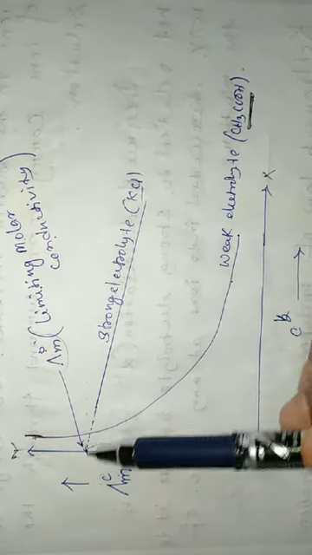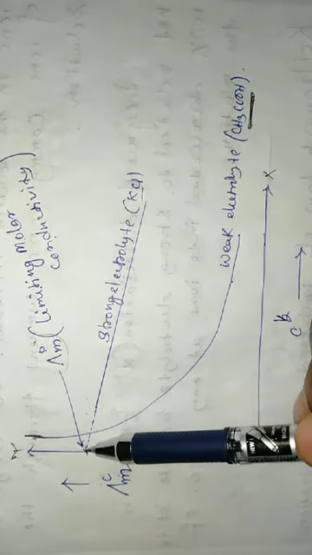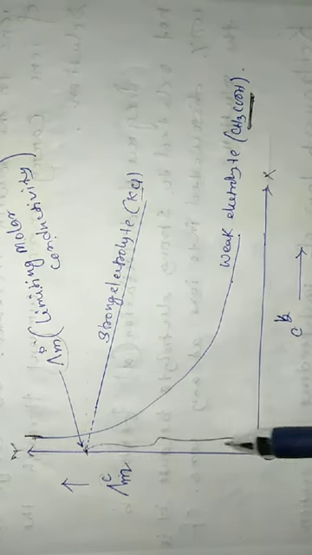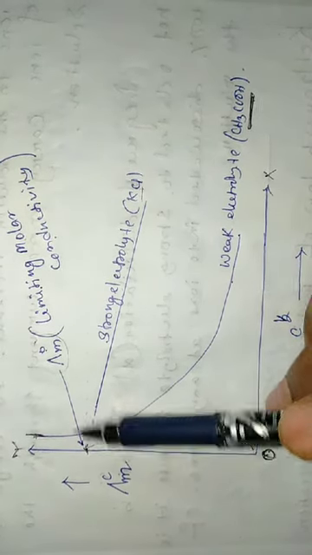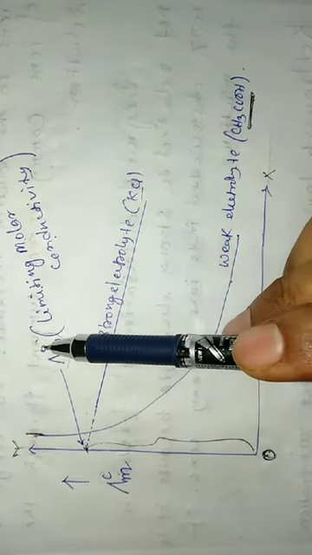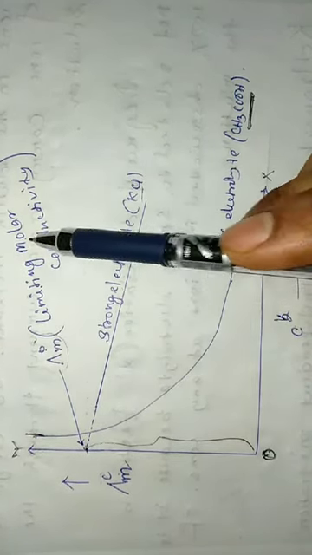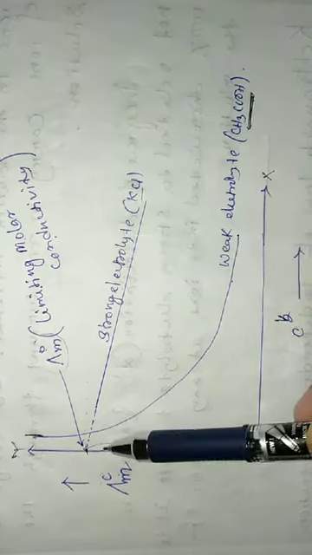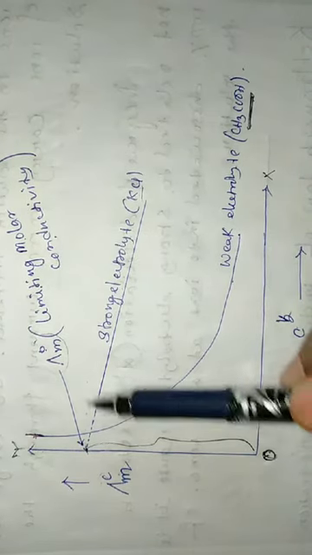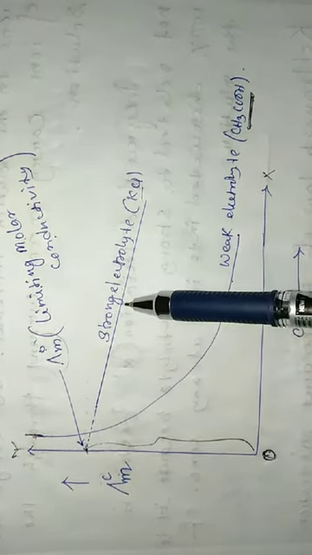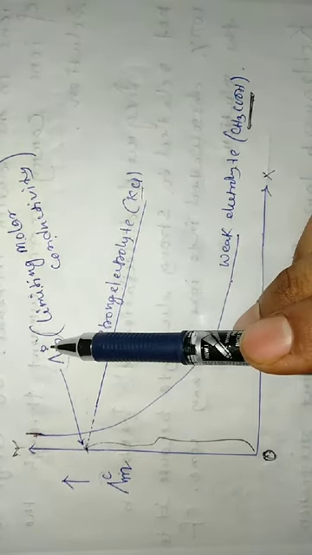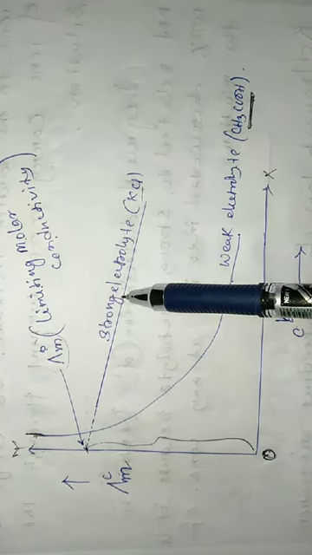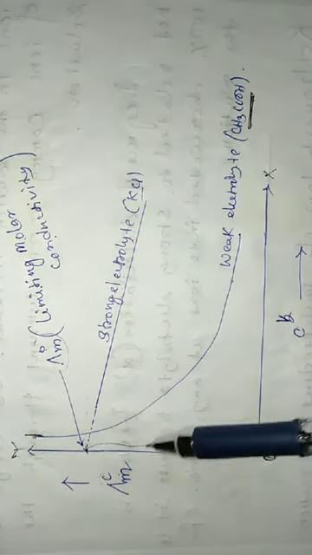For a strong electrolyte, we have the intercept. यहाँ से यहाँ तक जो value है, that is the intercept. So the value of the intercept equals lambda m naught. What is lambda m naught? Lambda m naught is the limiting molar conductivity. So the value of the intercept is equal to the limiting molar conductivity for the strong electrolyte, and we can find it from this graph.